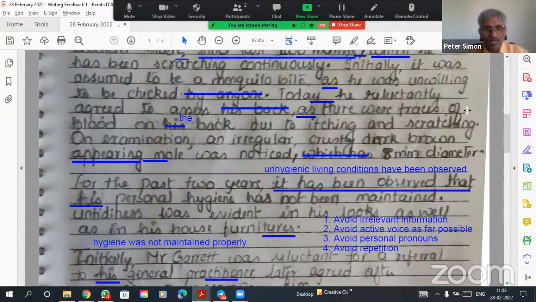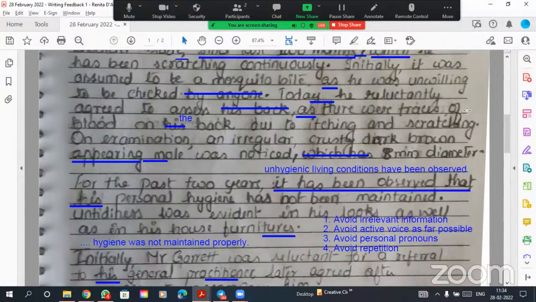The mistakes which you have made in this one should not be repeated as far as possible. Okay, when you are submitting, check before and submit. Okay. Yes, sir. Thank you so much, sir. Neatness, clarity, and everything. Okay. Have a nice day.